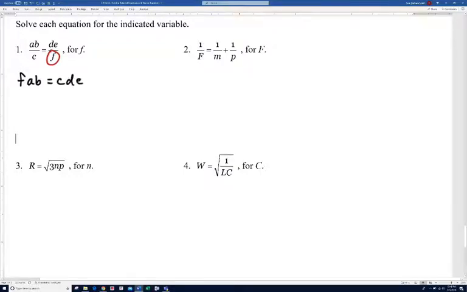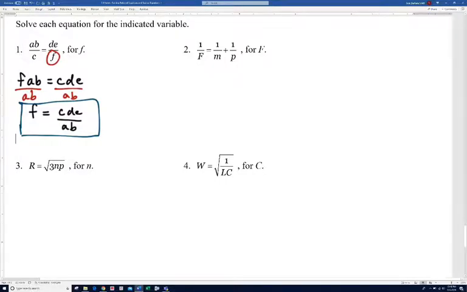And so now I just need to get rid of the a and the b there. It's f times a times b. By dividing by AB, I can cancel on the left, and I'll divide by AB on the other side. And so I end up with F on the left and CDE over AB on the right.